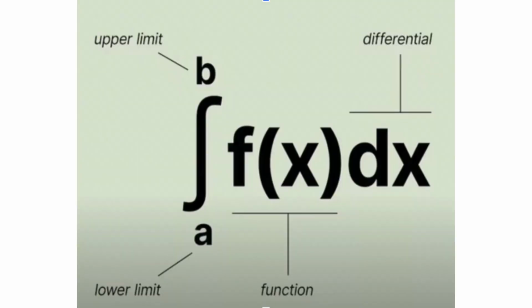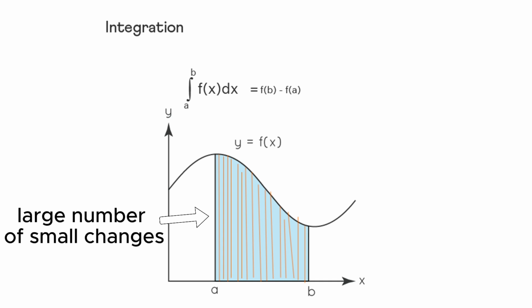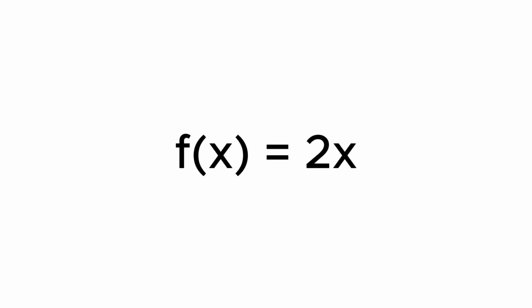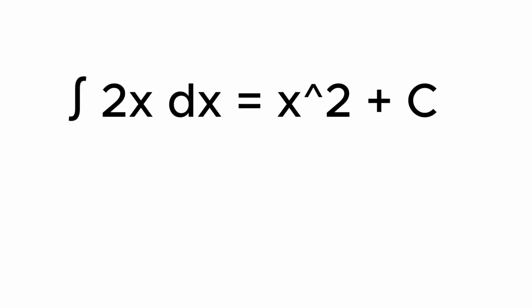Integration is the reverse of differentiation. It's used to calculate areas, volumes, and accumulations. Basically, adding a large number of small changes together to get a total. For example, if f of x is equal to 2x, then the integral of 2x times dx is equal to x squared plus c.